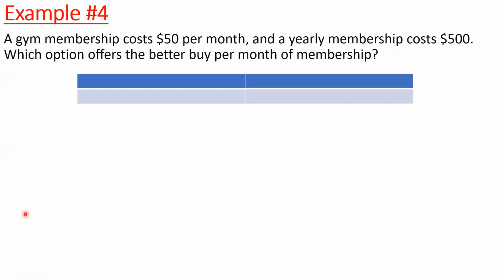All right, let's do this last example. Write this down for me, please, and we can see which one is the better buy. This one says a gym membership costs $50 per month, and a yearly membership costs $500. Which option gives the better buy per month of membership? So you have a gym membership that offers $50 per month, then the yearly one, which is $500 a year. Which option offers the better buy per month of membership?